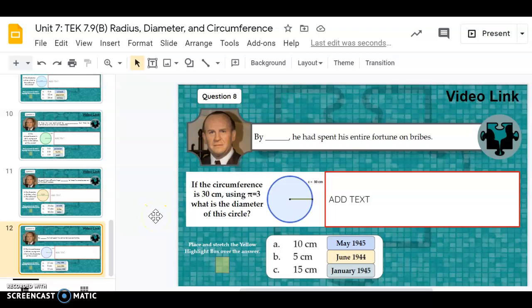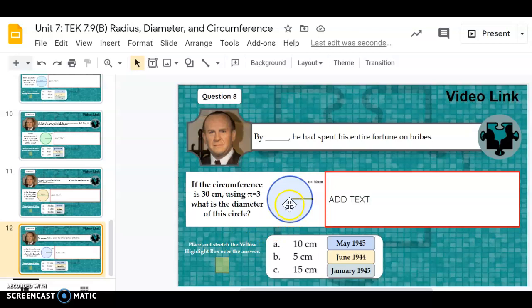All right, so for our last question, it looks like they're trying to give us a hard one, but we are so smart, we know how to do this. Okay, so don't get nervous. Just go ahead and read it. If the circumference is 30, using pi equals 3, what is the diameter of this circle?